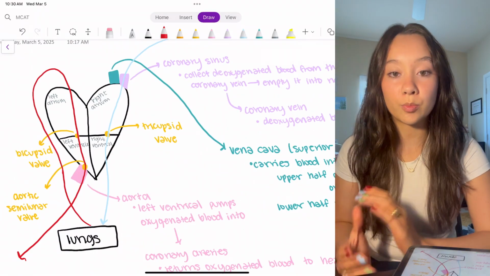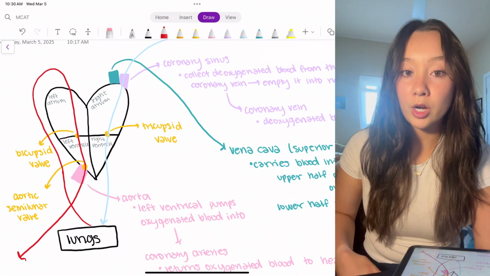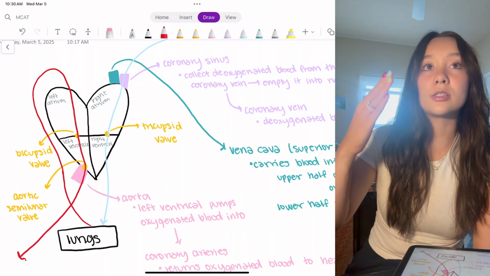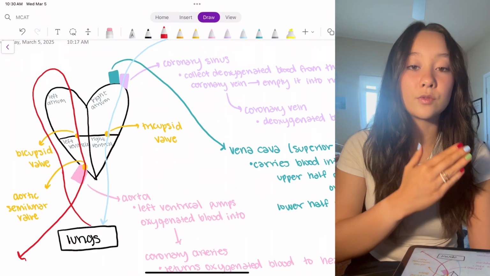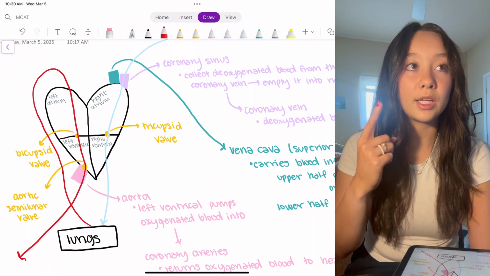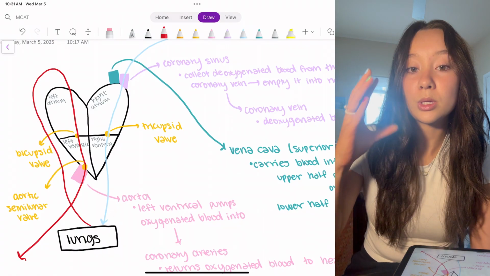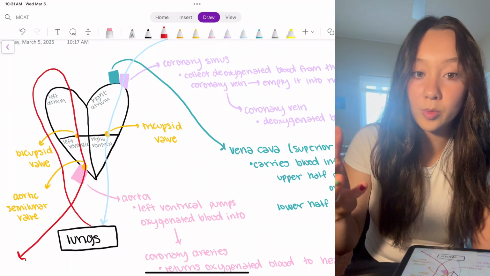So for example, the pulmonary vein, you can think of pulmonary as in lungs. So okay, let's say you know pulmonary, lungs, and you know vein, it takes stuff to the heart. So what vein would take stuff from the lungs to the heart? It would be oxygenated blood. It would be the pulmonary vein.